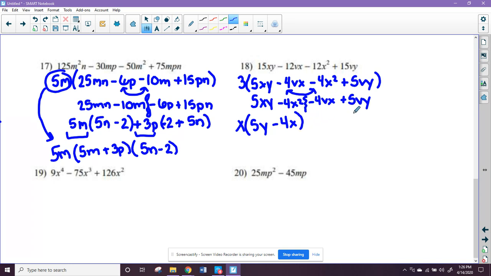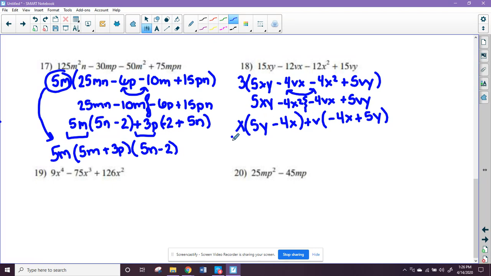Now, what can we take out of here? We have v's in common. So, let's just take out a v. So we're left with minus 4x plus 5y. Now, are our parentheses the same? We have a positive 5y, we have a positive 5y. We have a negative 4x, we have a negative 4x. The parentheses are the same.